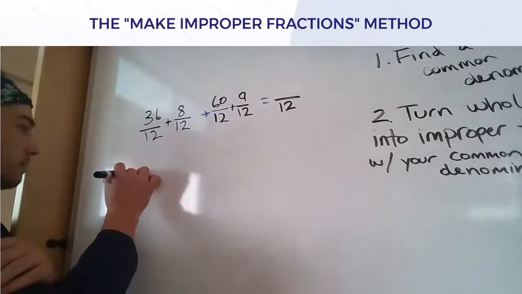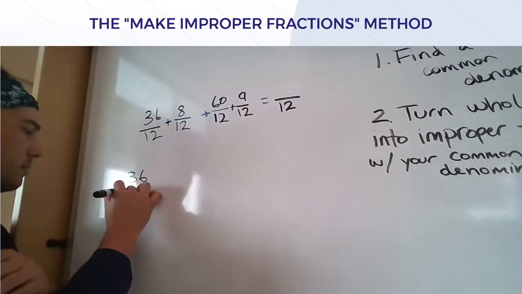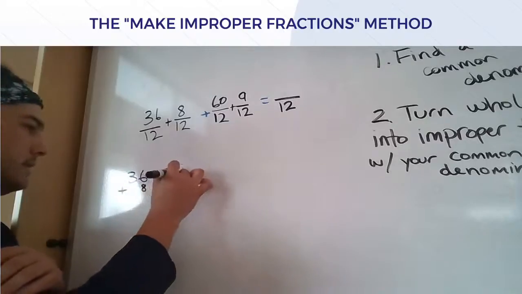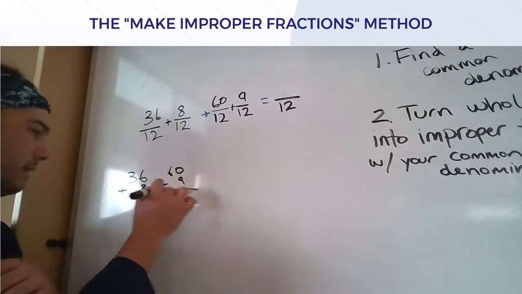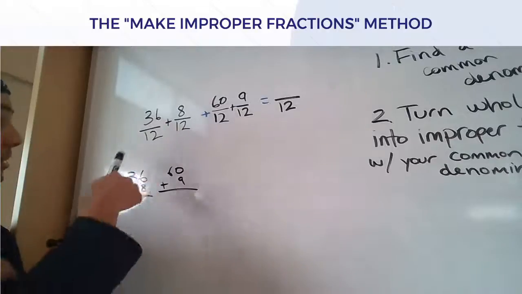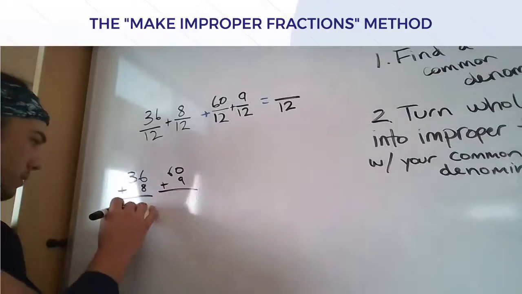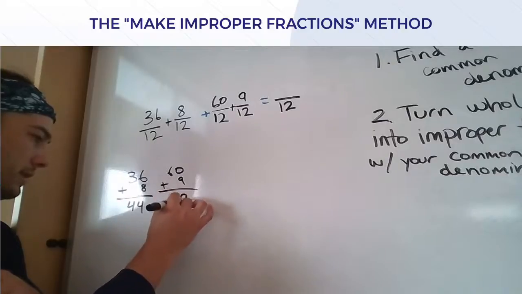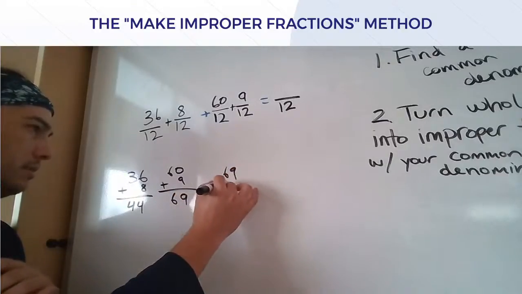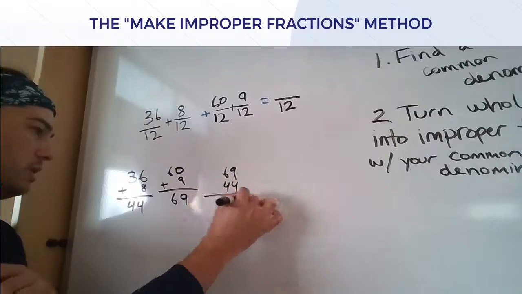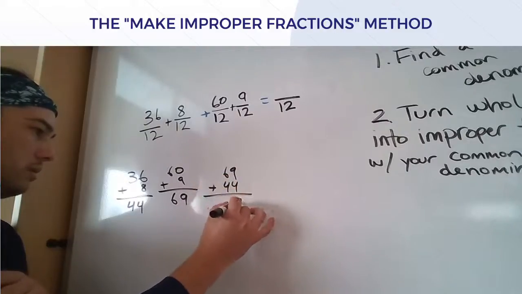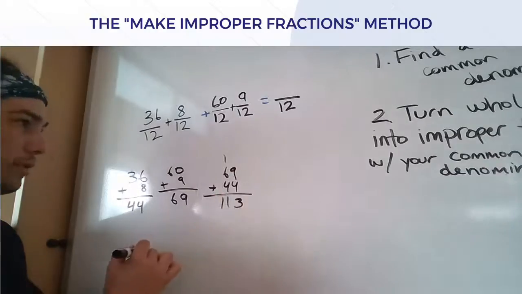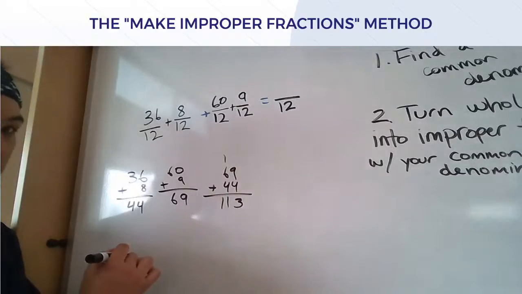So 36 plus 8, 60 plus 9. I'll do it like this. Because of the commutative property, you could add these up in any order. So we have 36 plus 8 is 44. 60 plus 9 is 69. 69 plus 44 equals 113 twelfths.